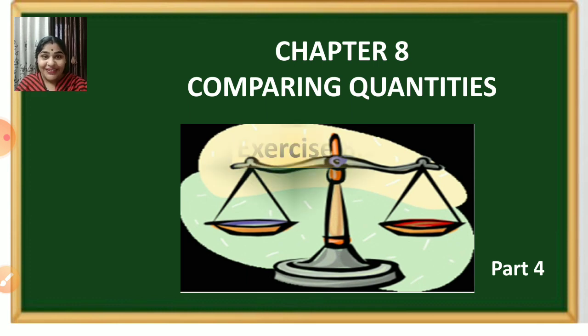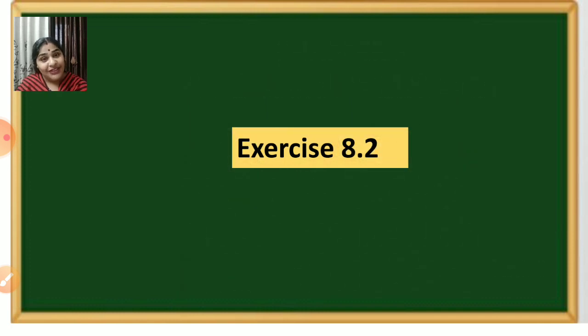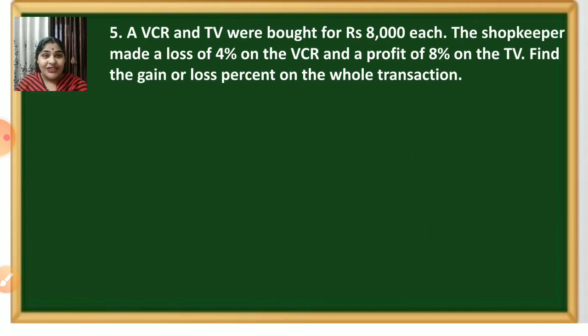So let us begin. So we were in exercise 8.2. So this is the question number 5. A VCR and TV were bought for rupees 8,000 each. Now pay your attention children. VCR and TV were bought for 8,000 rupees each. Each means 8,000 of VCR and 8,000 of TV. So here now we can find the total cost price, that is 8,000 plus 8,000 will be 16,000. Yes children, so we got our total CP over here.